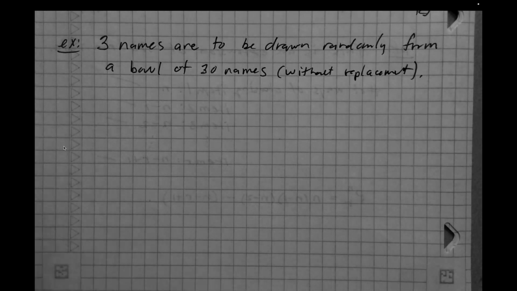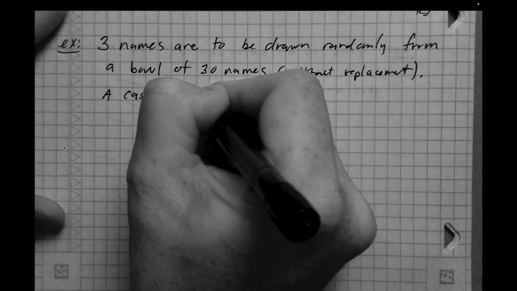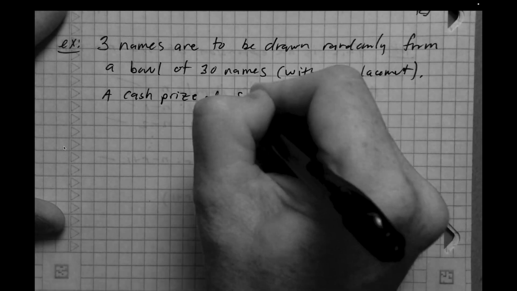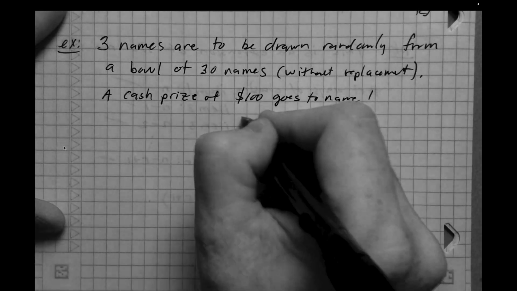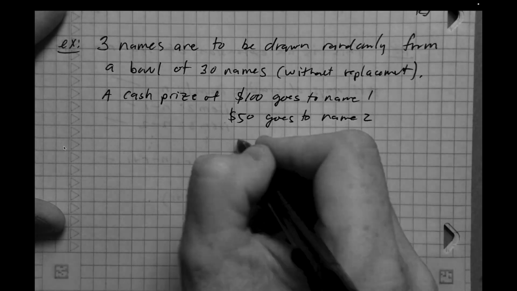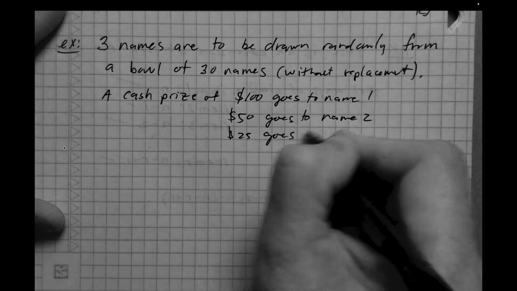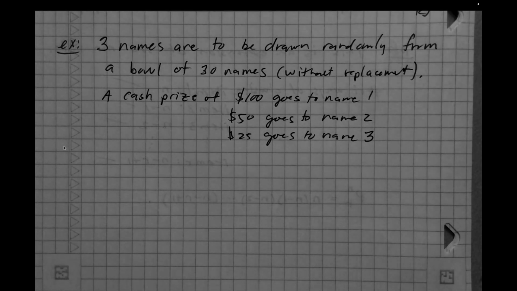Now let's say a cash prize of $100 goes to the first name, $50 to the second name, and $25 to the third name. So a cash prize of $100 goes to name 1, $50 goes to name 2, and $25 goes to name 3. How many sample points are associated with this experiment?